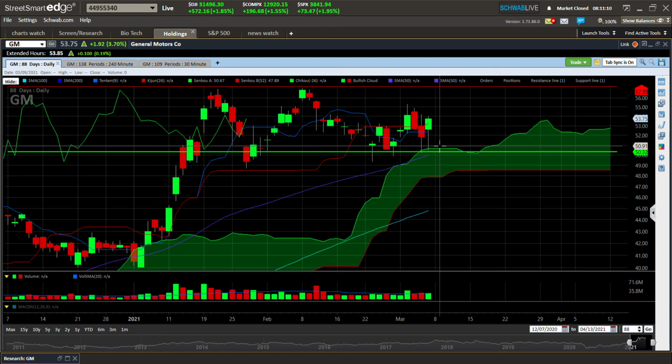at $51, and watch for that to hold. If price falls below the bottom of the cloud and you start to get a twist over here, then if you're just trading and not investing, that's your signal to get out.